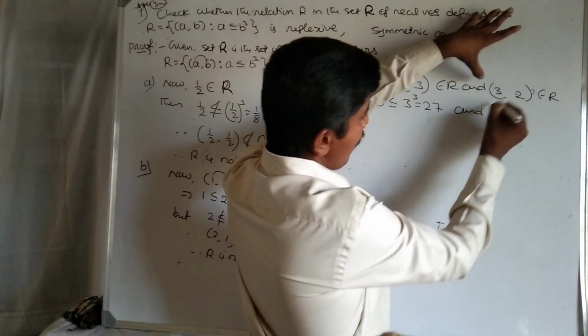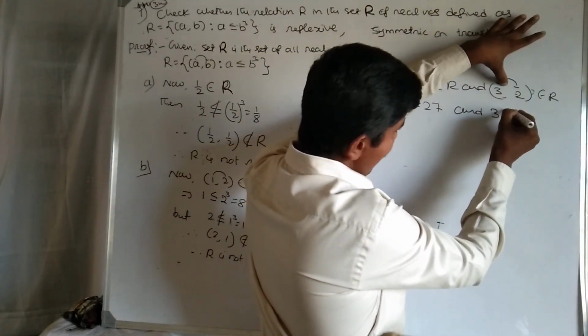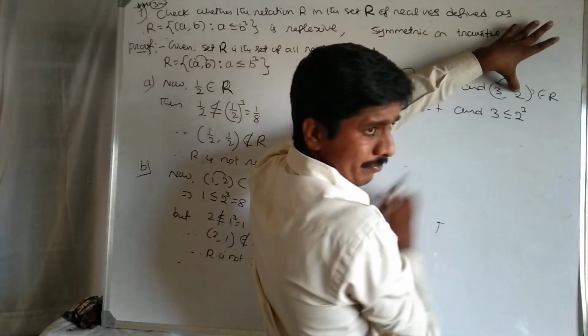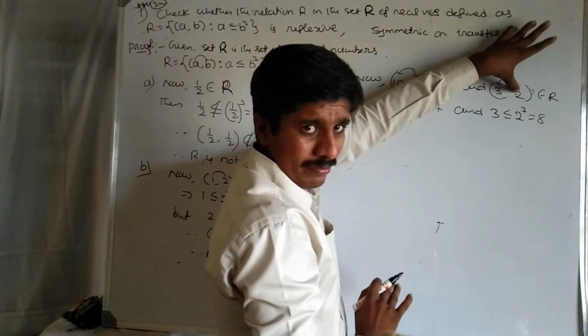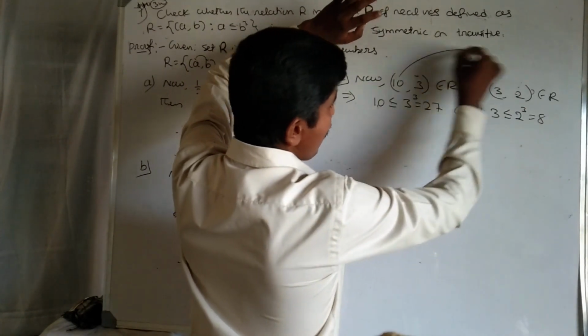Now write the relation between the first and second element. The first element 3 is less than or equal to the cube of the second element 2. 2 cube is 8. 3 is less than 8. True.